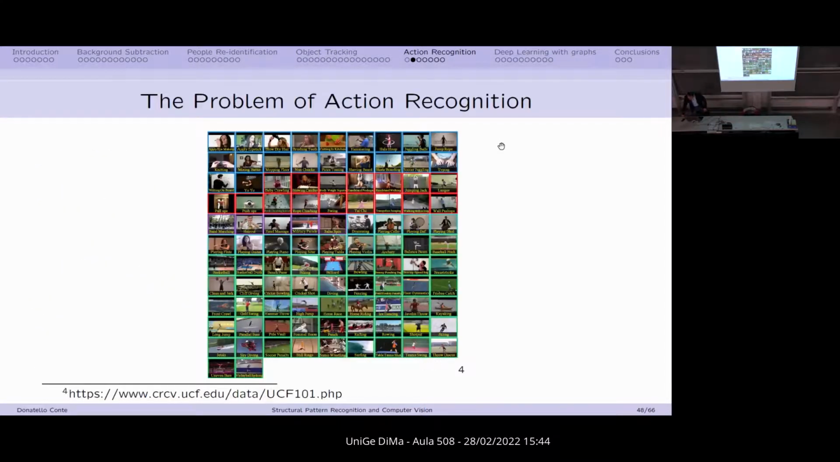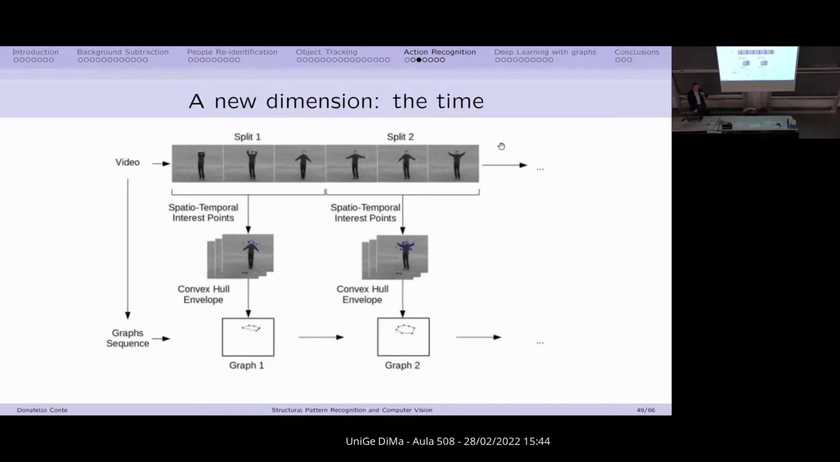And so the last work we did was for action recognition. The action recognition problem is also very well known. We have a video and we want to classify it as an action. Here, in addition, there is one dimension that is the time. We don't have only one graph, but we have a sequence of graphs.